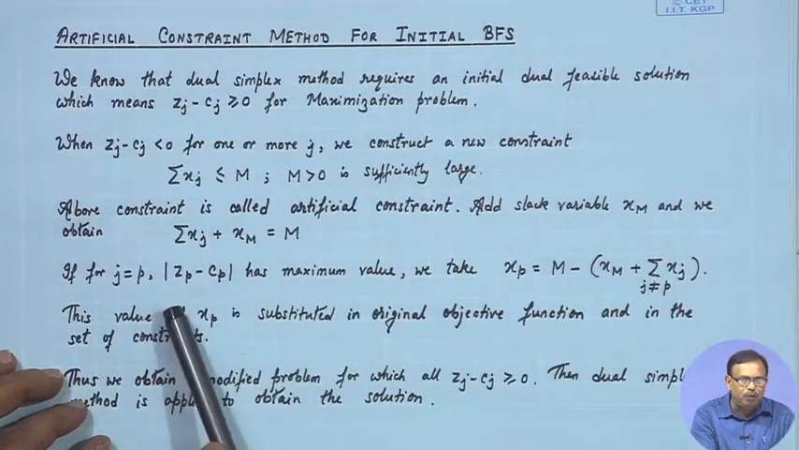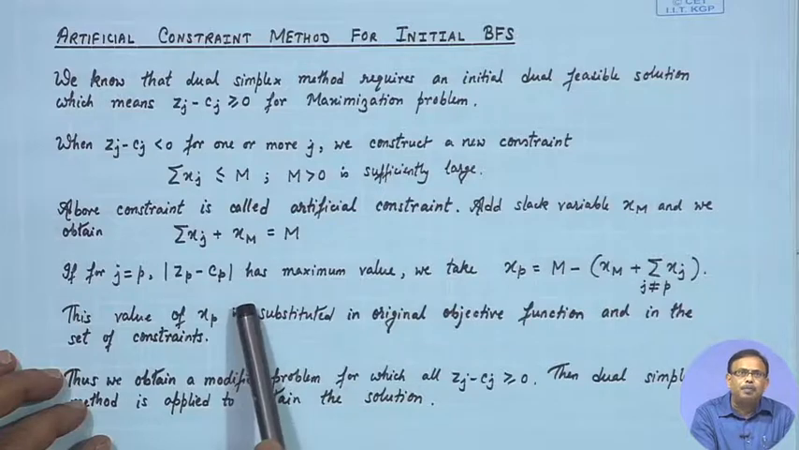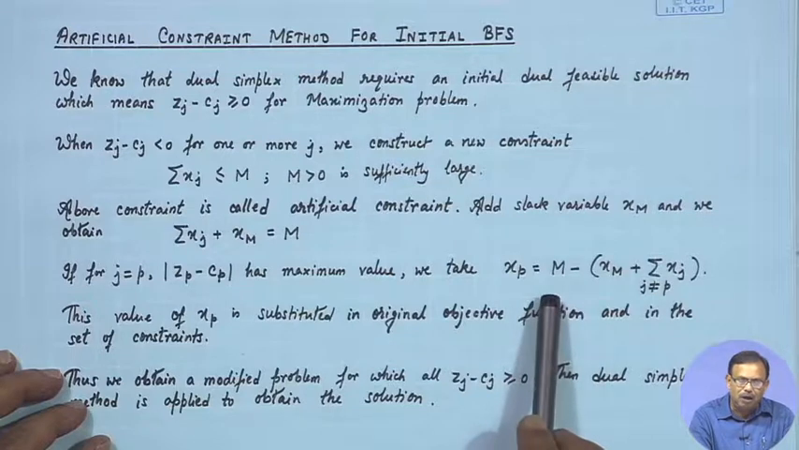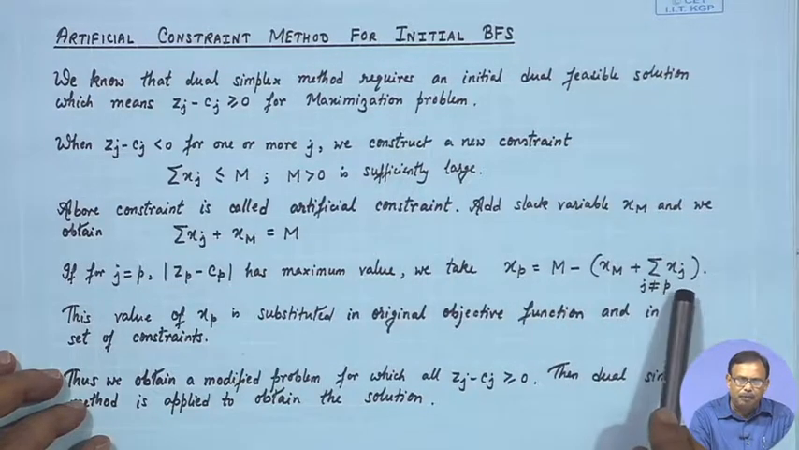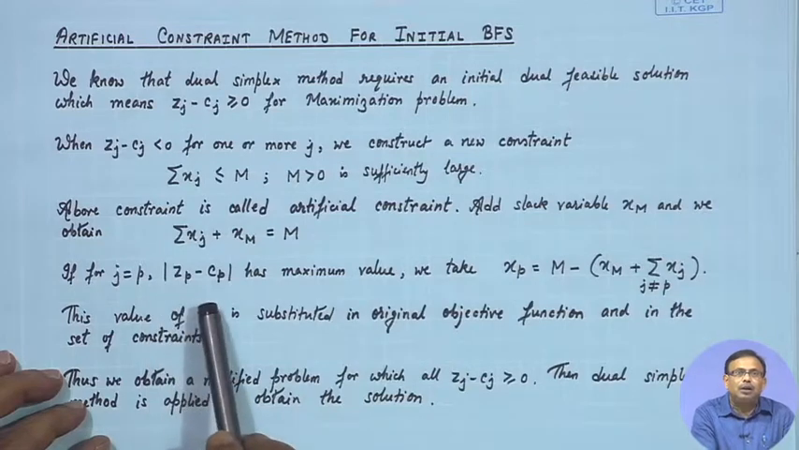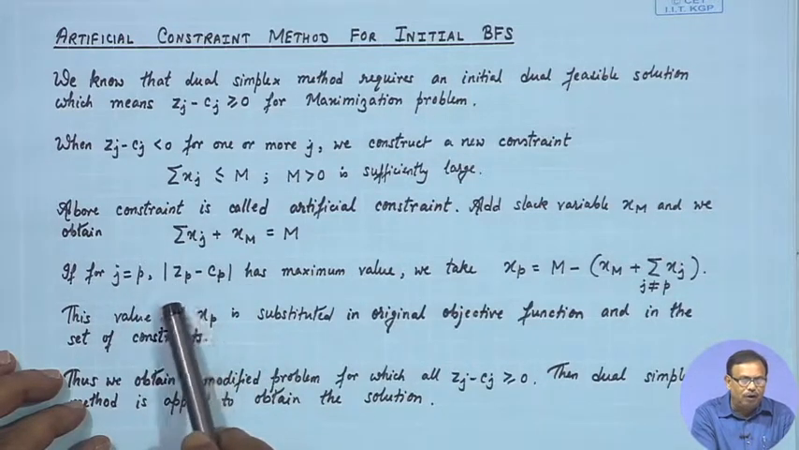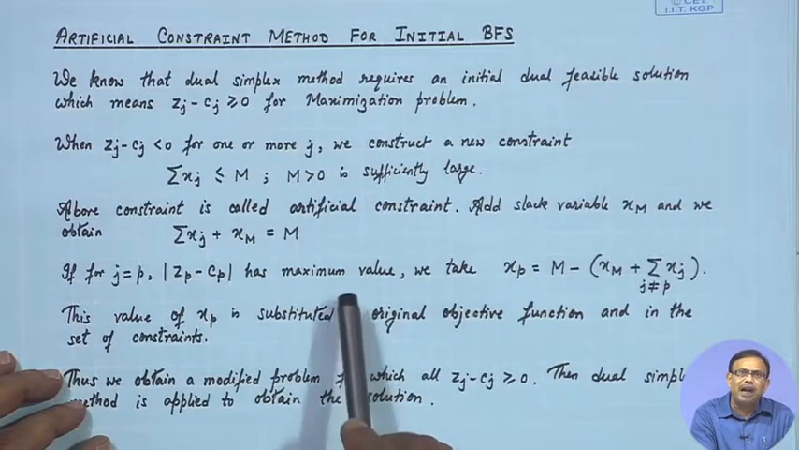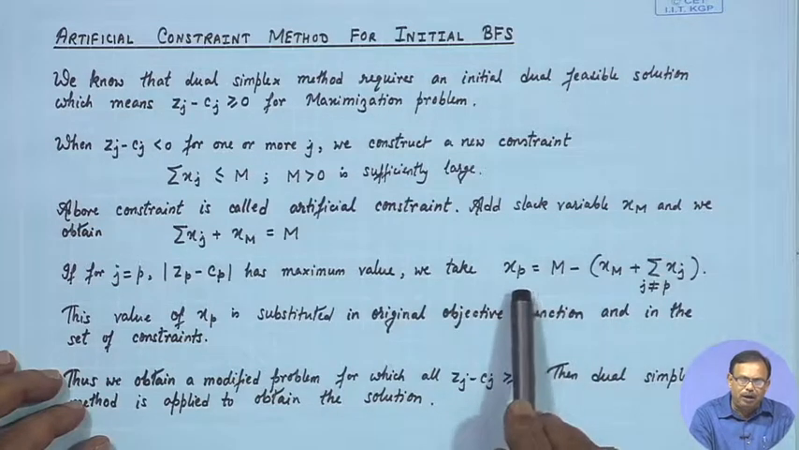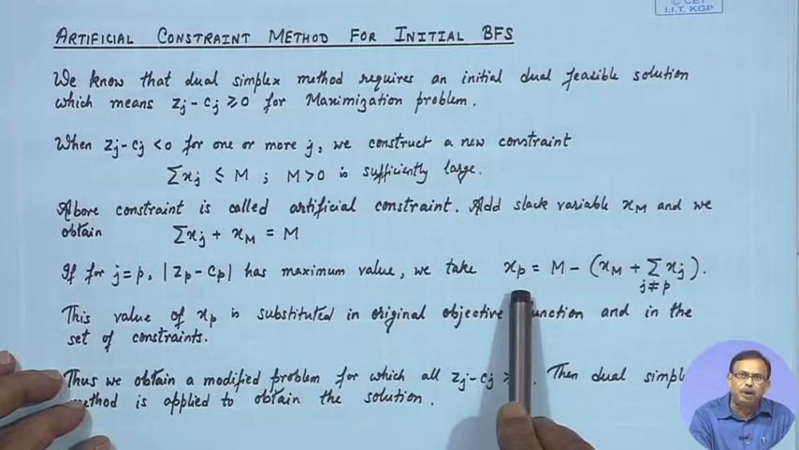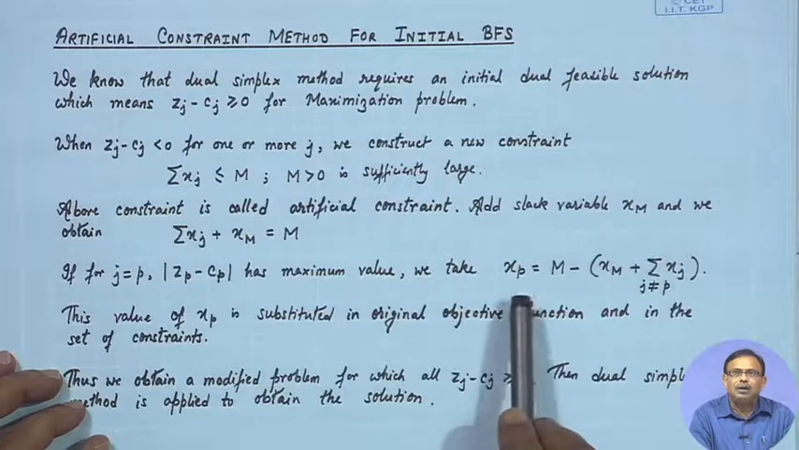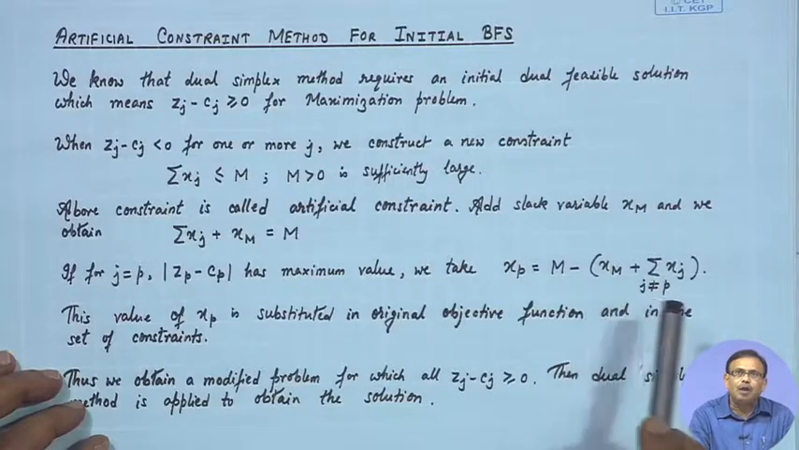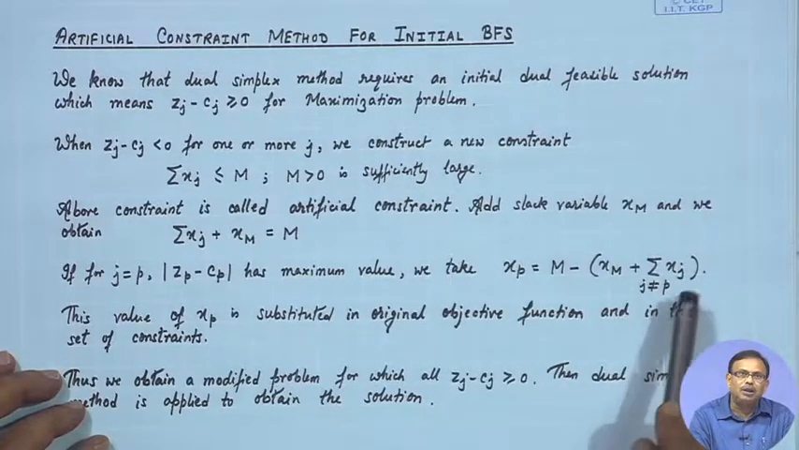Now, if for z equals p, say mod of z p minus c p has maximum value, in that case we take x p equals capital M minus x m by this. That is, the value of j for which z j minus c j has maximum value, corresponding to that value of j, the variable x j which we are denoting here by x p, we will replace that particular variable by this quantity: capital M minus x m plus summation over j not equals to p x j.